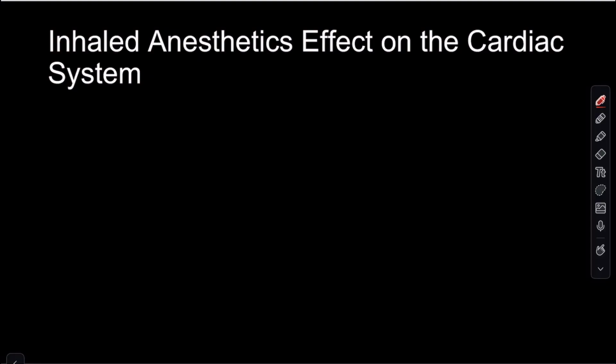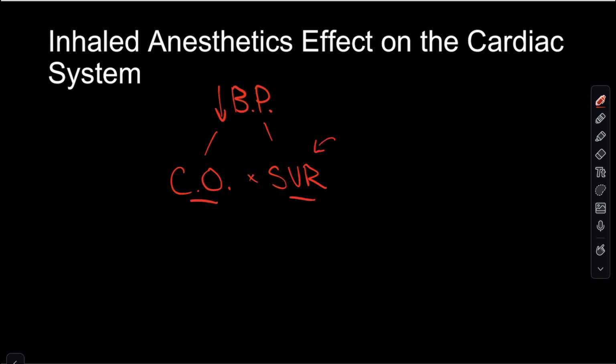So inhaled anesthetics have a common effect on the cardiac system. The largest overall effect that you'll see from inhaled anesthetics is going to be a decrease in blood pressure. Blood pressure is composed of cardiac output times systemic vascular resistance. So inhaled anesthetics are going to affect both of these components. They're going to decrease your systemic vascular resistance, which is going to decrease your blood pressure. And the other large effect is going to be a decrease in cardiac output via a decrease in cardiac contractility. And then both of these combine to decrease your blood pressure.